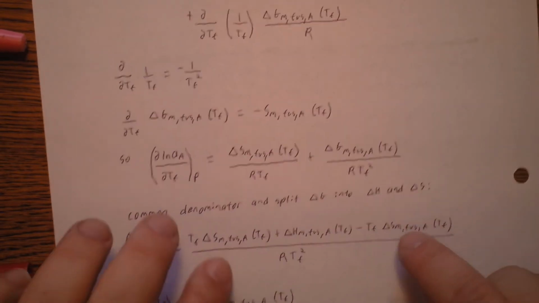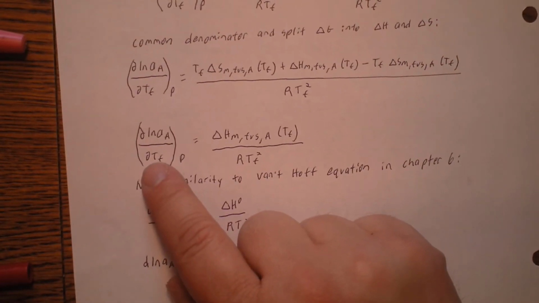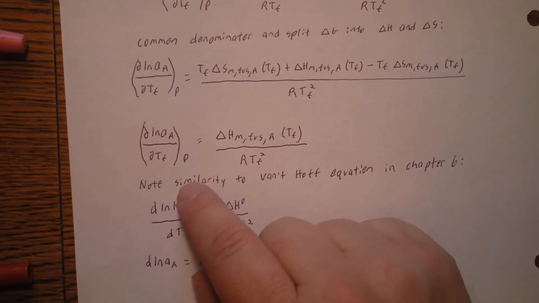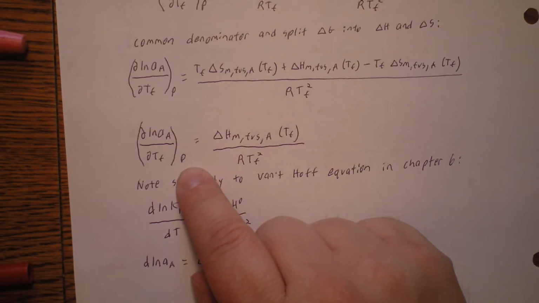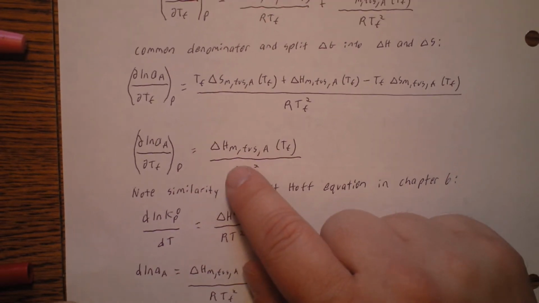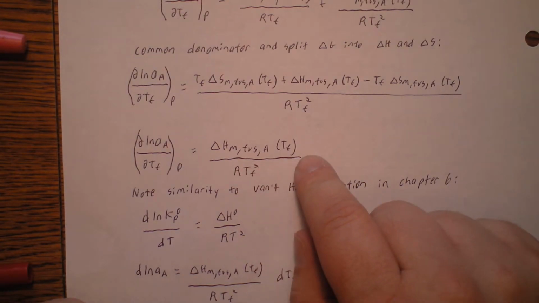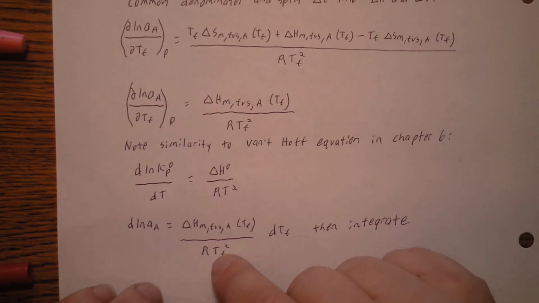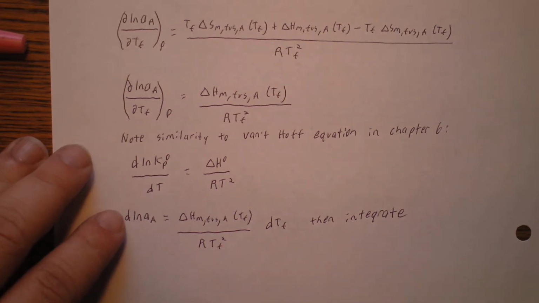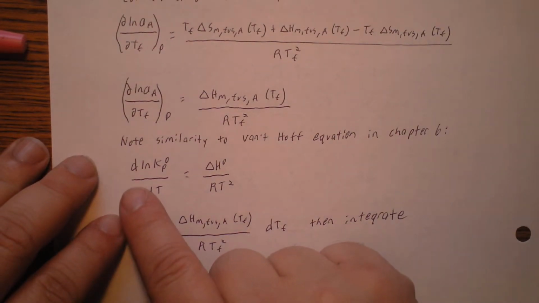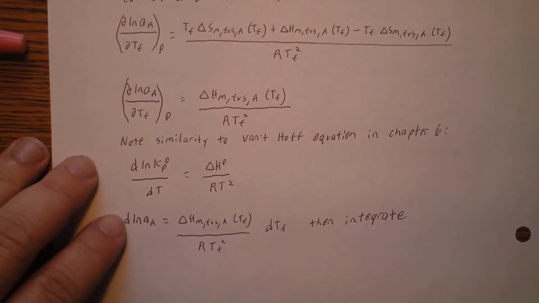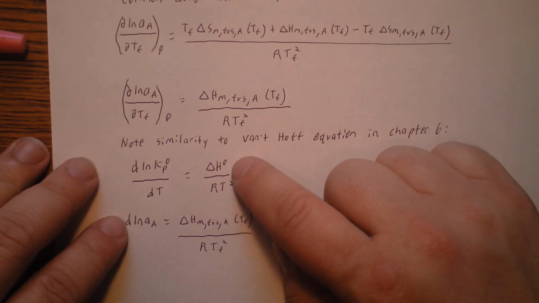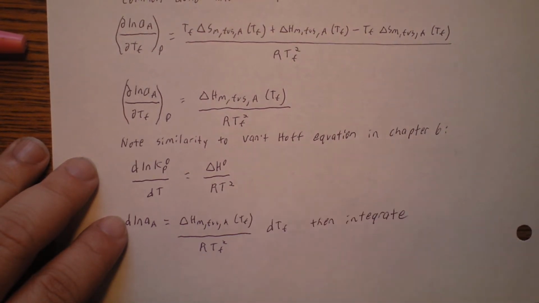Now, you notice these two cancel out, so we're left with just the partial derivative of the natural log of the activity of A with respect to temperature of freezing, holding pressure constant, is equal to the molar enthalpy of fusion of substance A at the freezing point temperature, divided by R times the temperature of freezing squared. Notice how that looks kind of similar to the van 't Hoff equation that we learned about in Chapter 6, which was the derivative of the natural log of Kp naught with respect to temperature is equal to the change in enthalpy of the standard state divided by RT squared.